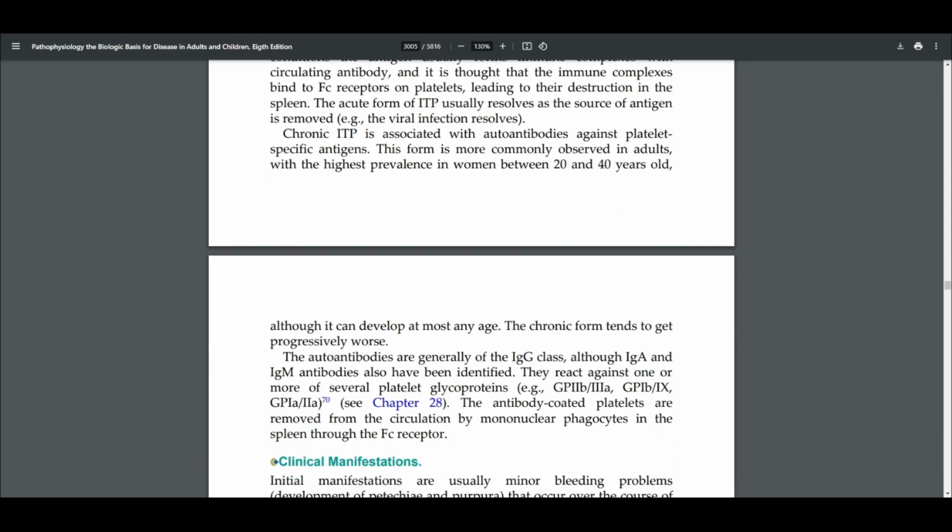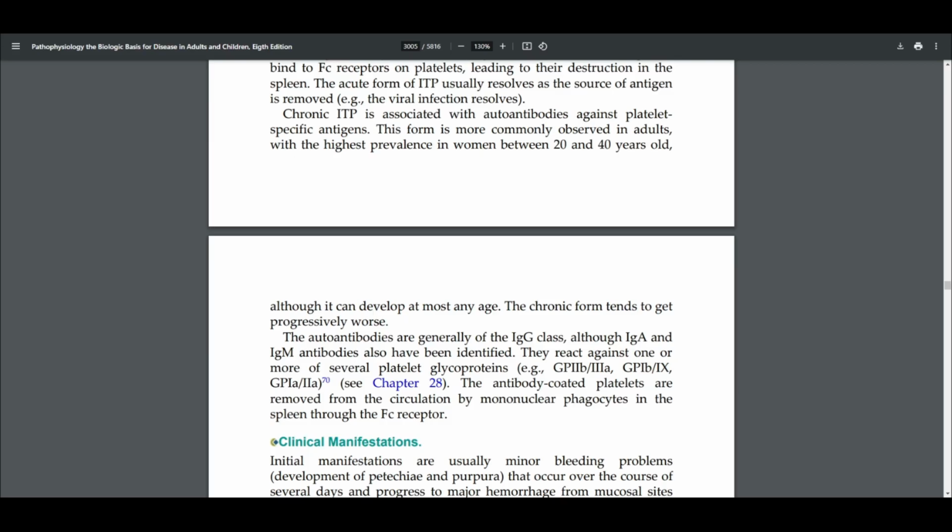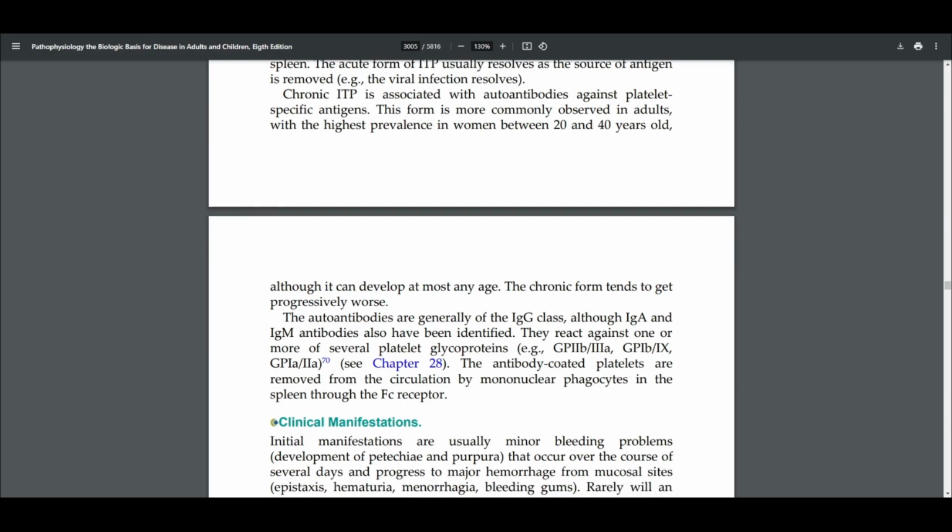Chronic ITP is associated with autoantibodies against platelet-specific antigens. This form is more commonly observed in adults, with the highest prevalence in women between 20 and 40 years old, although it can develop at any age. The chronic form tends to be progressively worse.